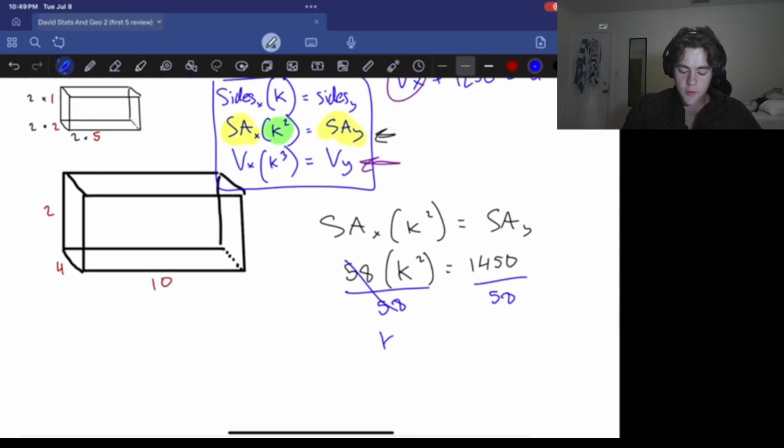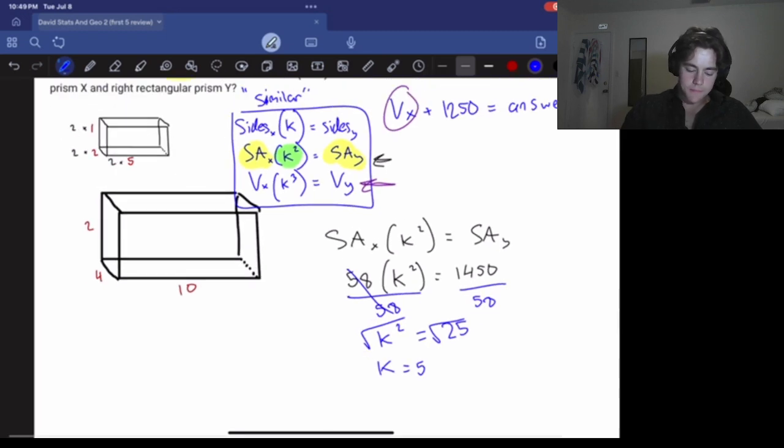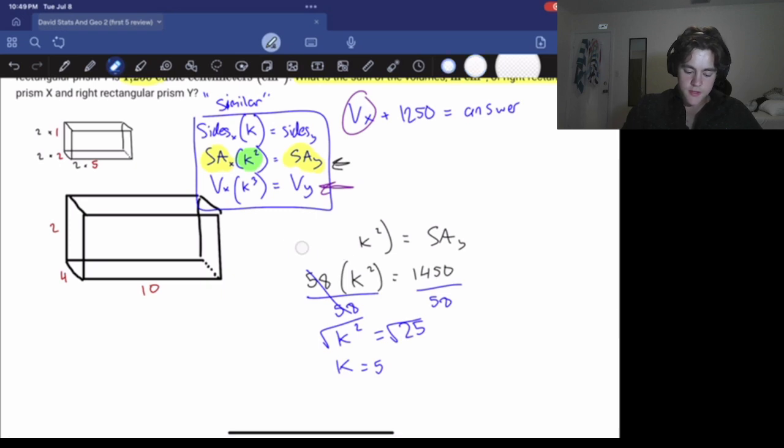We're going to get k squared. This is going to be equal to 25 if you do the math. Square root both sides to isolate k, and we get k equals 5. Just like that. So that's how we find k. All right, so let's erase this.